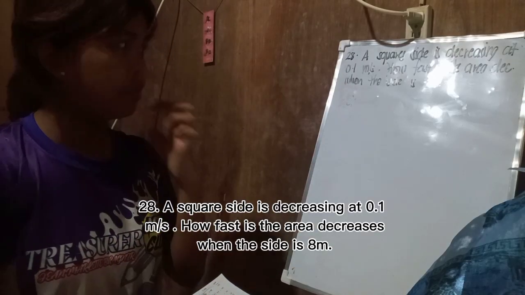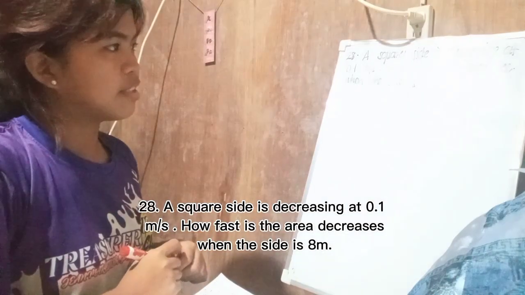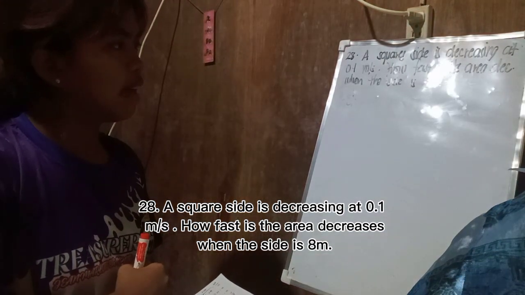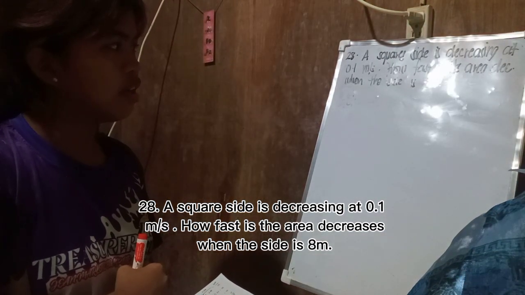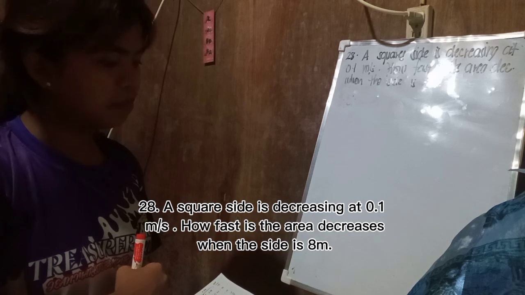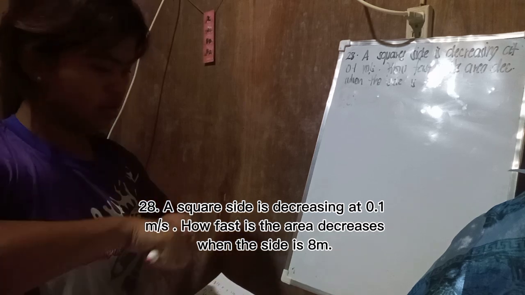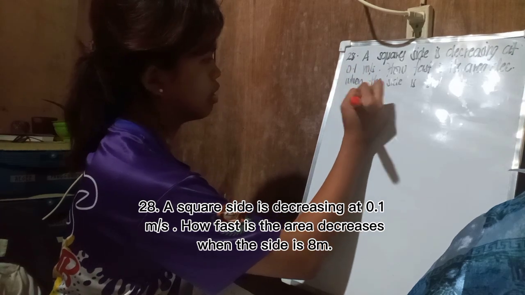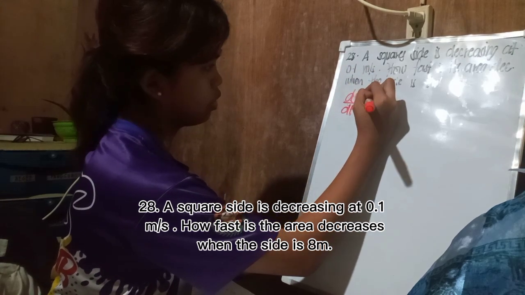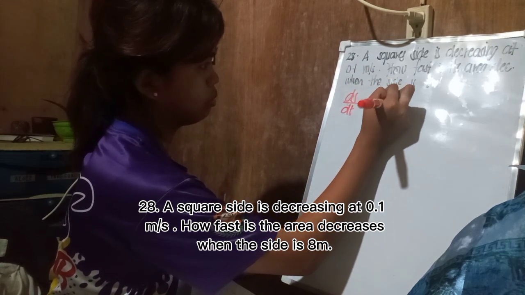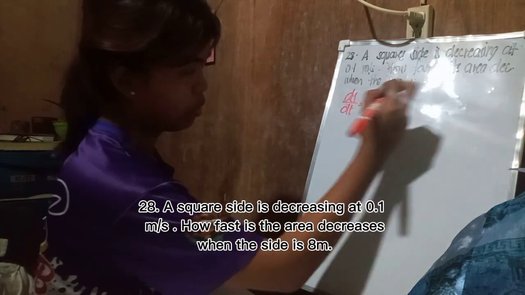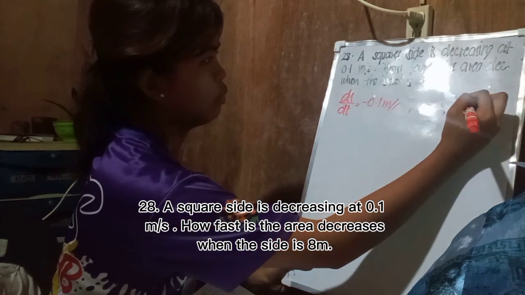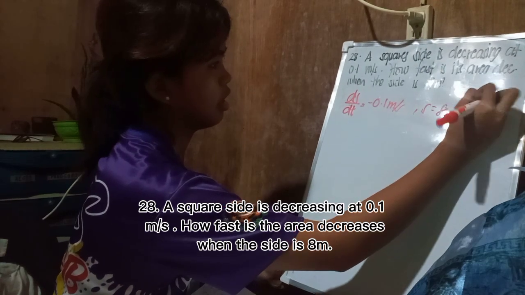Number 28. A square side is decreasing at 0.1 meter per second. How fast is the area decreasing when the side is 8 meters? So we have ds over dt equal to negative 0.1 meter per second, while the side is 8. Now we are looking for its area.